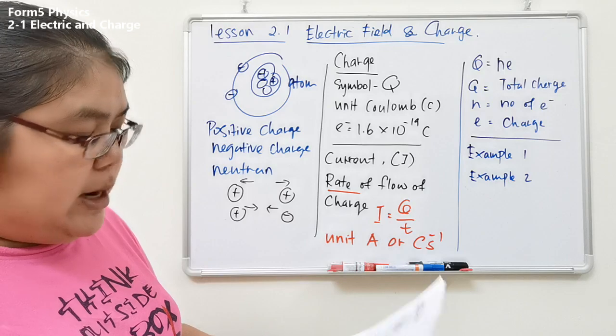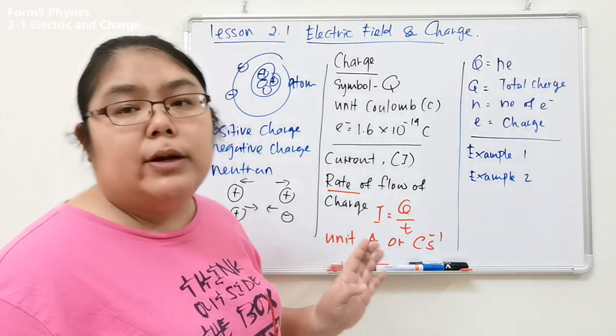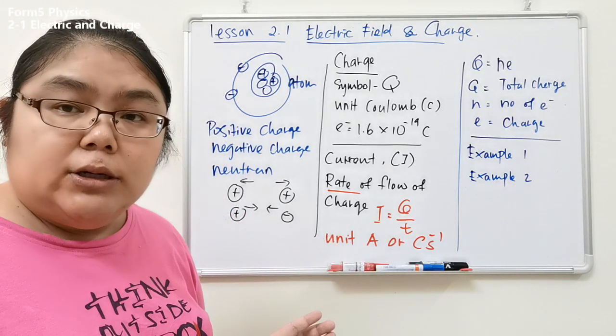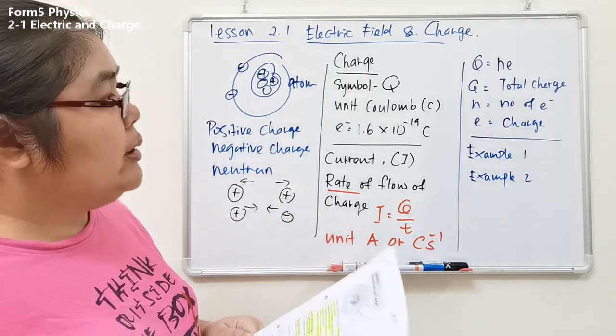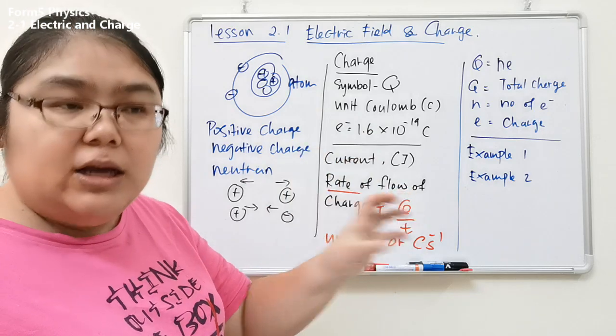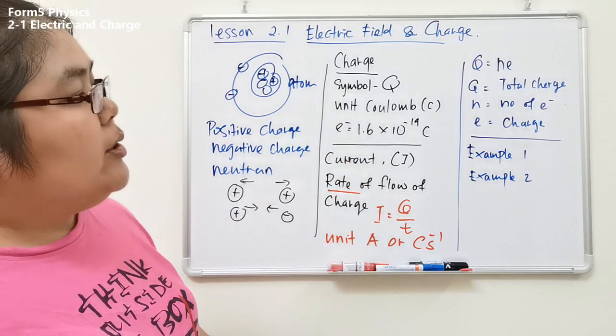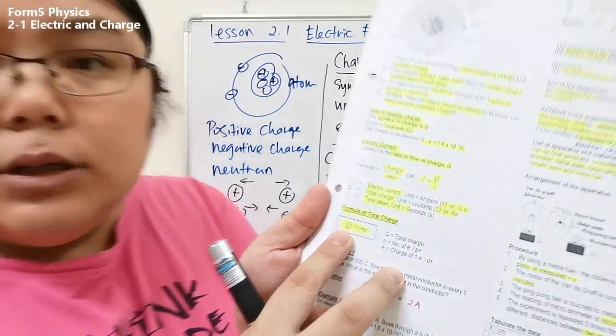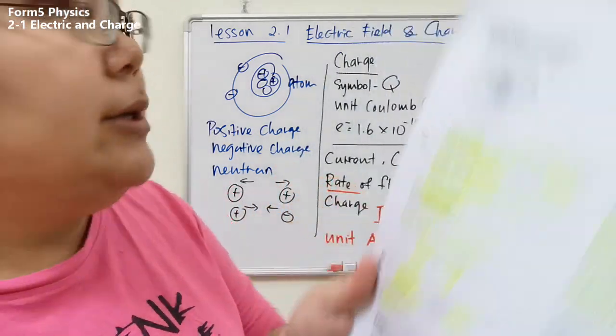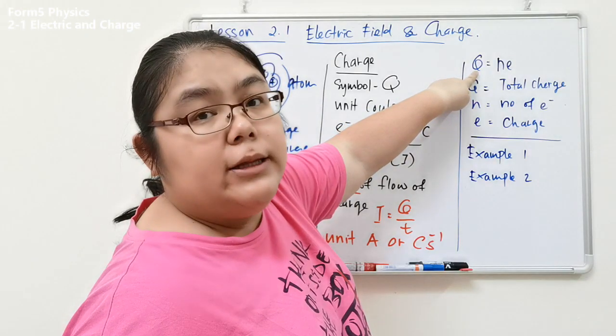Okay, next we've got another formula. It shows how to calculate the total charge for electrons, or how, if we have one charge, we can work out how many electrons are inside. Now let's see the formula here: Q equals NE. Q equals NE.